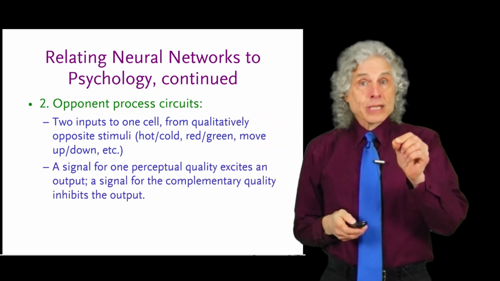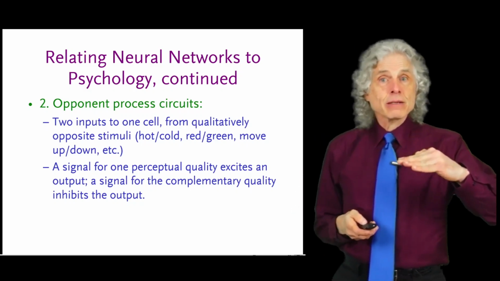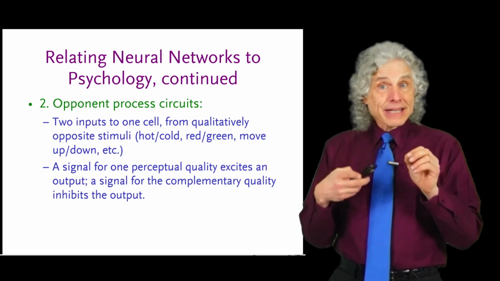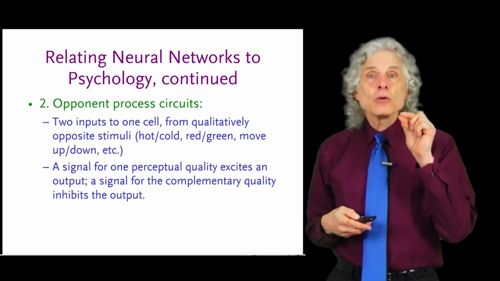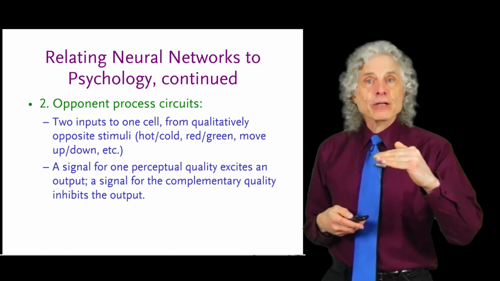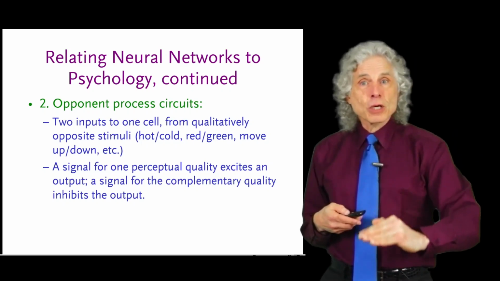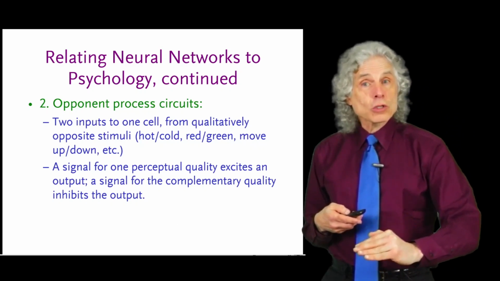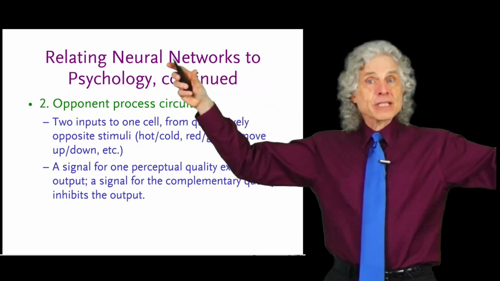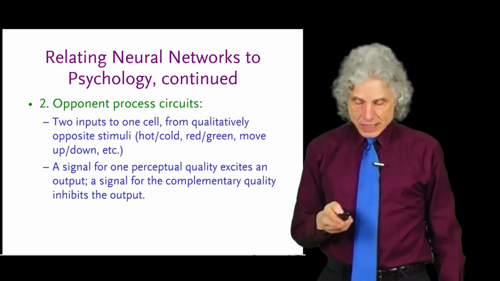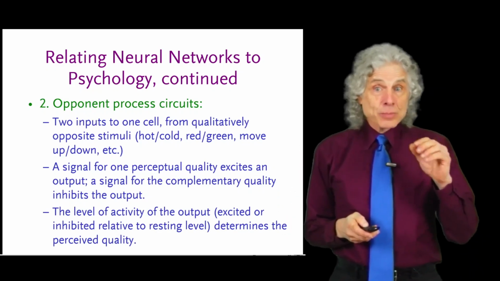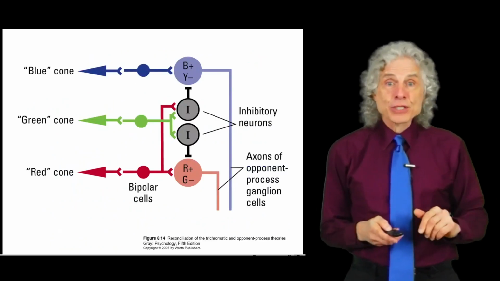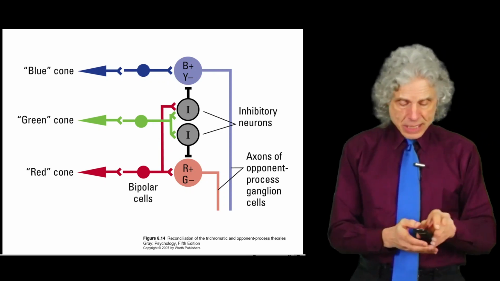The way that those output neurons correspond to experience is that rather than two different kinds of stimuli standing for different kinds of experience, a single neuron registers a particular kind of experience, such that when it fires above a certain level, you see red. When it fires below a certain level, you see green. Or when it fires above a certain level, it feels warm. Below a certain level, it feels cold. Above a certain level, things move out from the center. Below a certain level, they converge in towards the center. So the level of activity of the output, whether it's excited or inhibited relative to a baseline, determines the perceived quality.